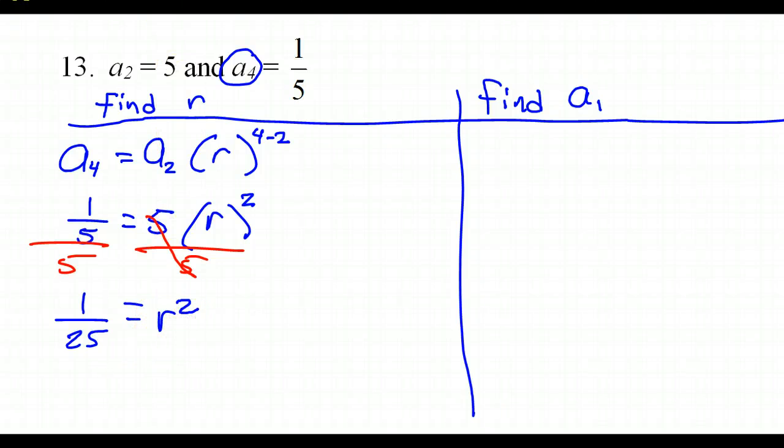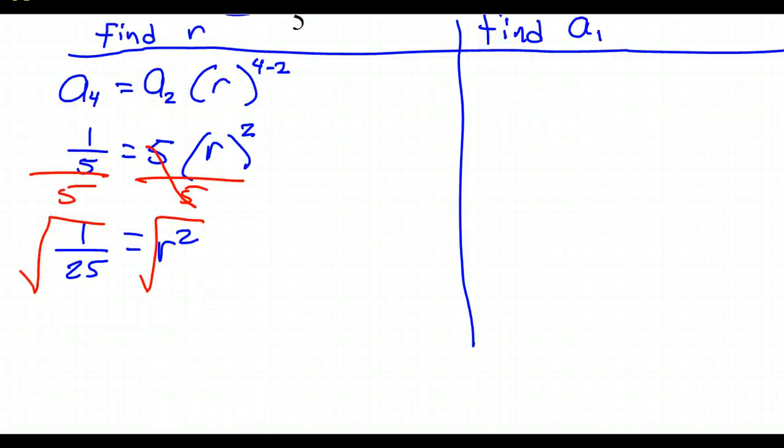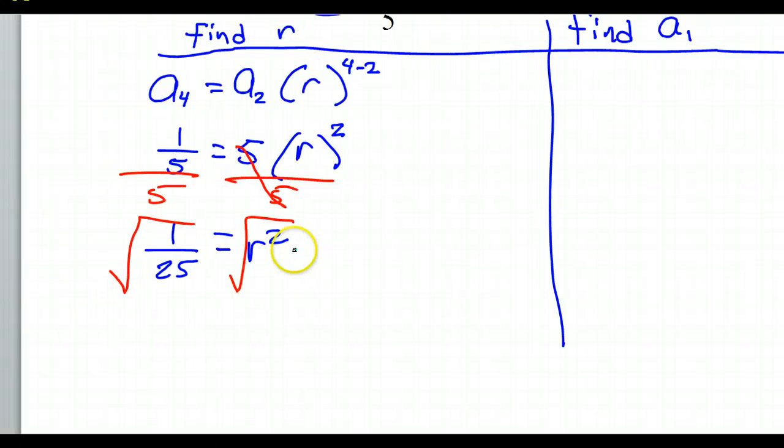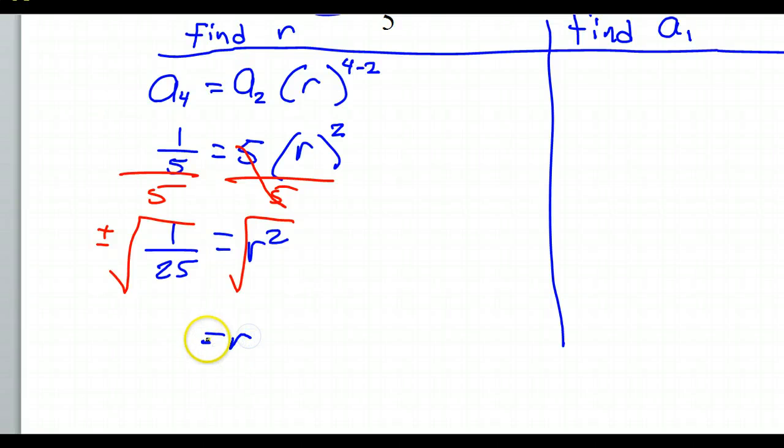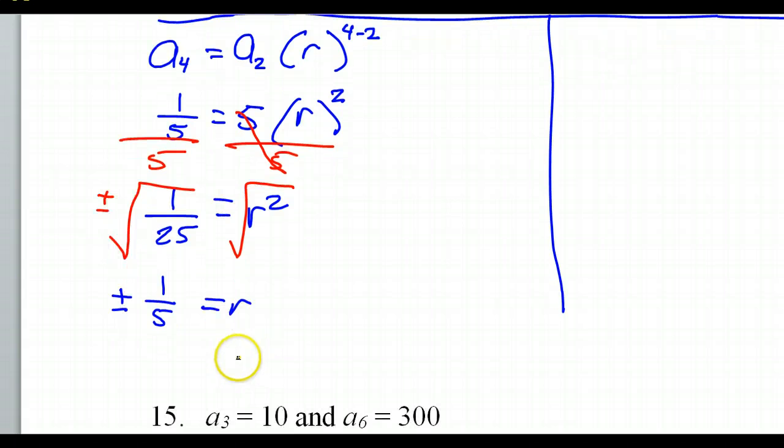Now, how do we unsquare things? We use the square root. You need to know that anytime you take the square root of both sides of an equation, the result could either be positive or negative. So this is not 100% clear. So for right now, when we find this common ratio, please understand it could be positive or negative. Now, the square root of 1 is 1, and the square root of 25 is 5. So this is either positive or negative 1/5.